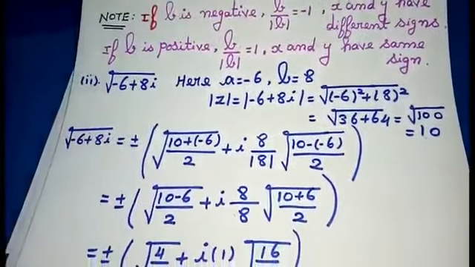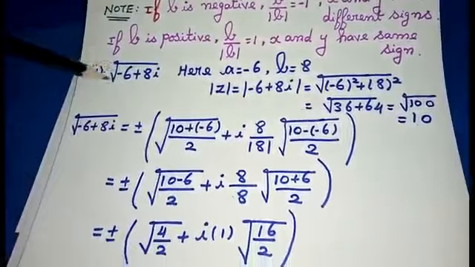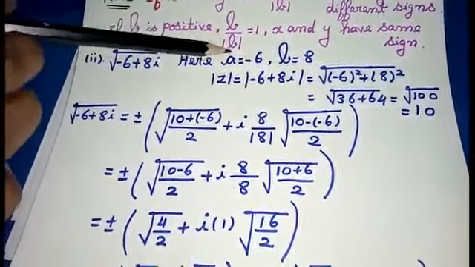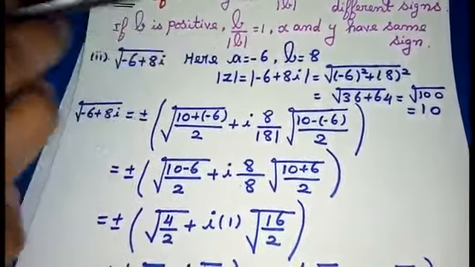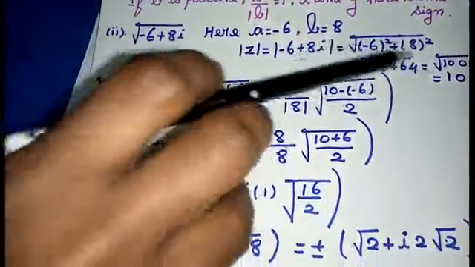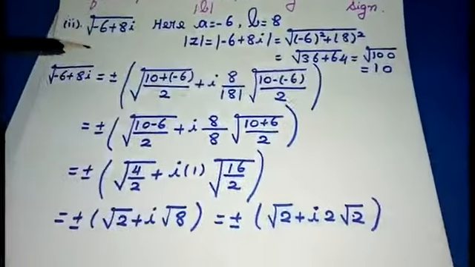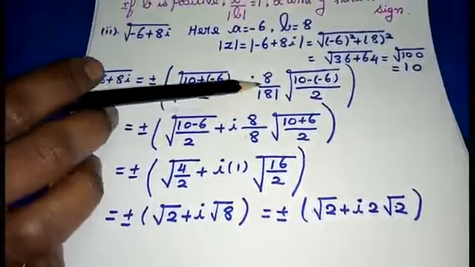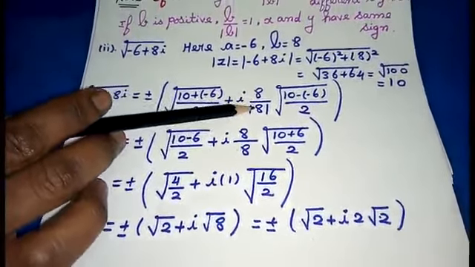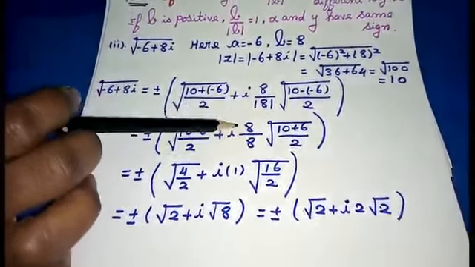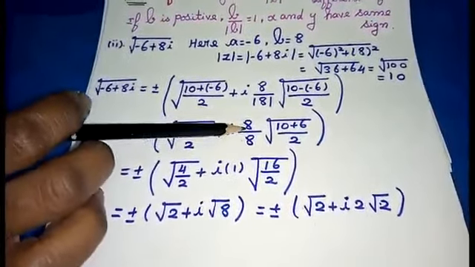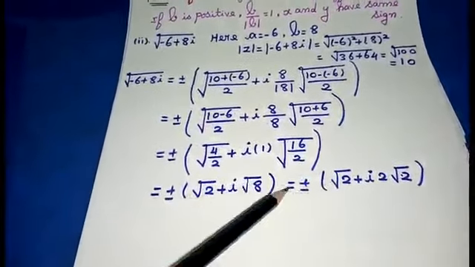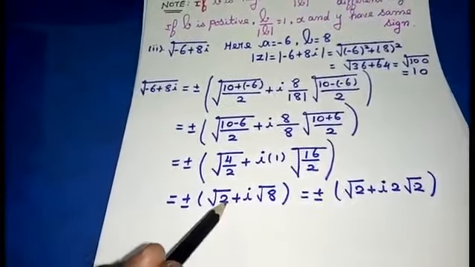Similarly, if b is positive, means b divided by modulus of b equal to 1, then x and y have same sign. Take the question, write the question, root of minus 6 plus 8i. Here, the value for a equal to minus 6, b equal to 8, and modulus of z, if you calculate, you will get the answer as 10. Then, after applying the formula, you are going to simplify the term. Mod 8 is nothing but 8. Here you are going to get a positive value, so automatically your final answer will also be positive. Just do the calculation, students. Finally you will get the answer like this. You can stop up to like this, or you can stop in this way.